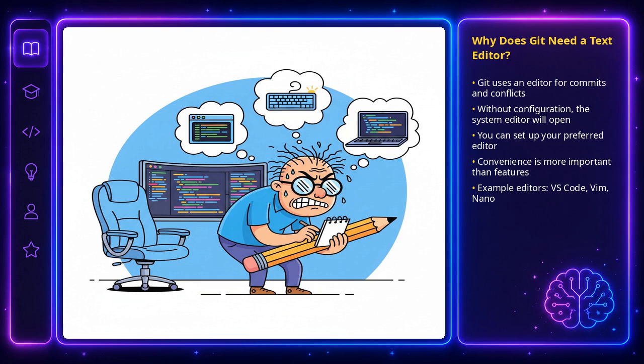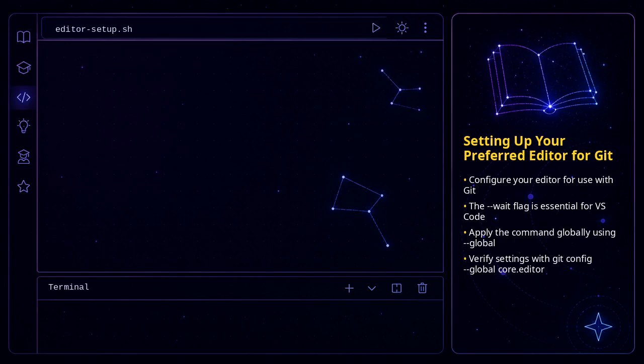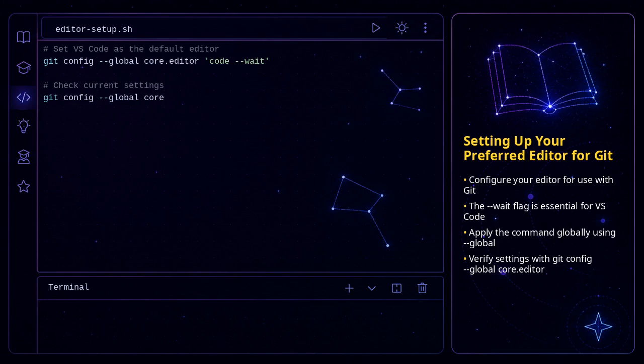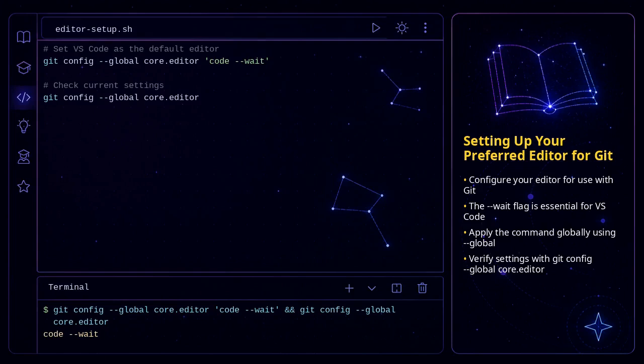The choice of editor is a matter of personal preference. The most important thing is that you feel comfortable working with it. Let's set up your preferred editor for Git. If we are using VS Code, run the command git config --global core.editor "code --wait". The wait flag is crucial. It makes Git wait until you close the file. For other editors, the command will be similar. Specify the path to the executable and any necessary parameters. After configuration, Git will open your chosen editor when needed.